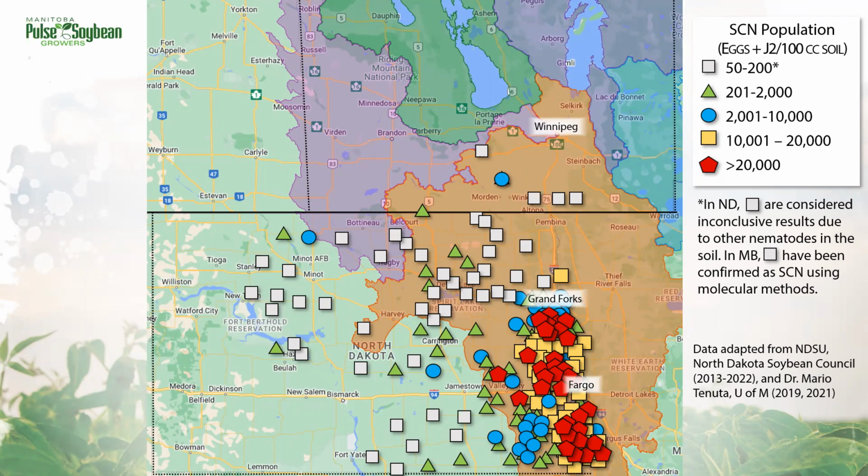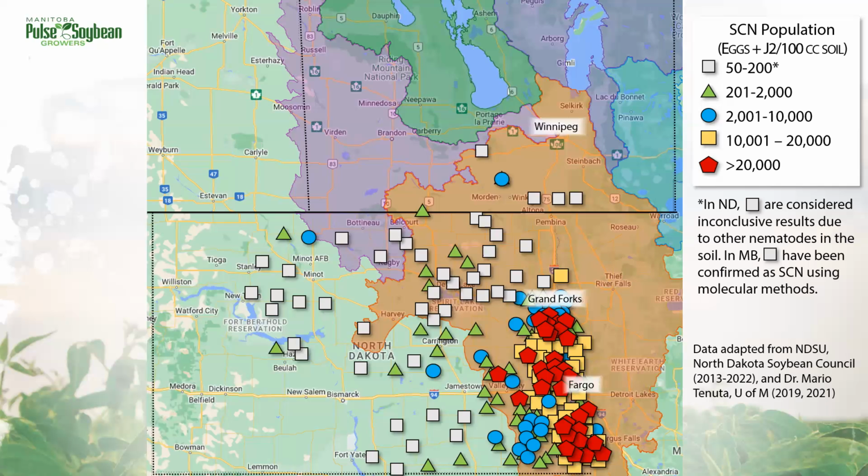For them, it's worth noting anything in gray is considered inconclusive due to those other nematodes that are in the soil. For us, though, anything in gray is actually a low-level positive, since we've had that confirmed with Dr. Tenuta's lab using molecular methods. We can confidently say that is SCN infecting those fields.